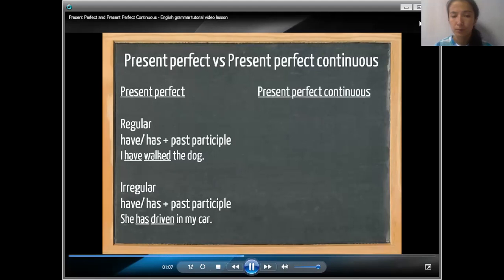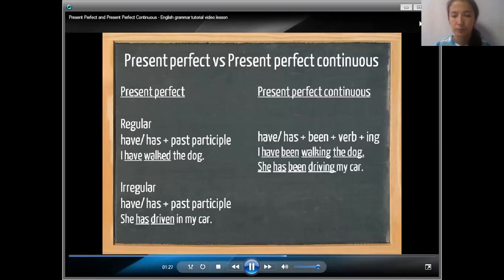A present perfect continuous is made by the auxiliary verb to have and been, which is the past participle form of the verb to be. We use the base form of the verb and we add -ing. For example, I've been walking the dog and she's been driving my car. Please note that we do not need to pay attention to the regular and irregular verbs.